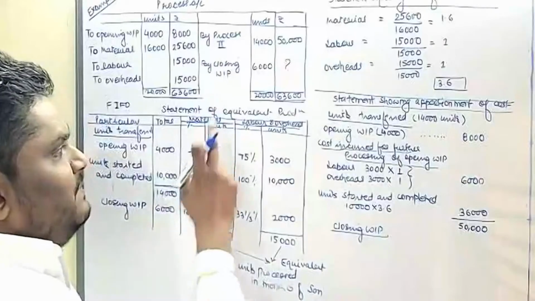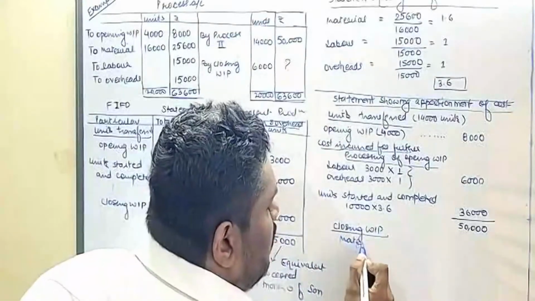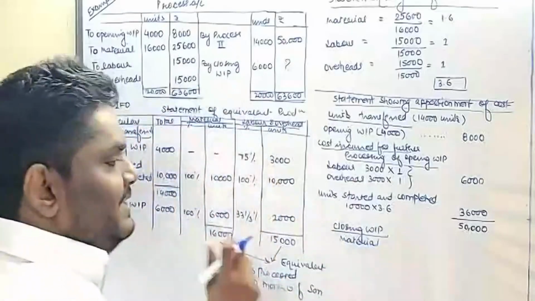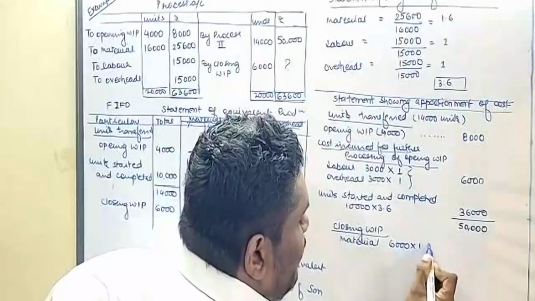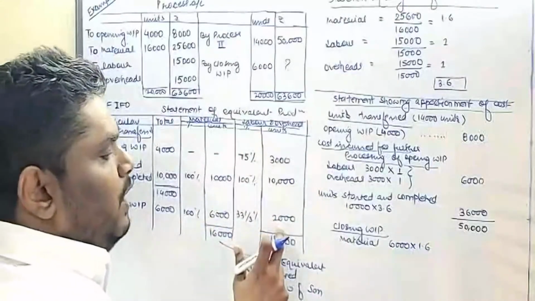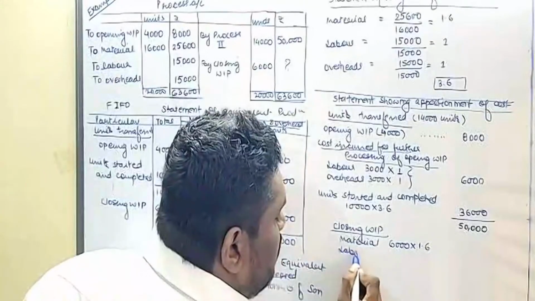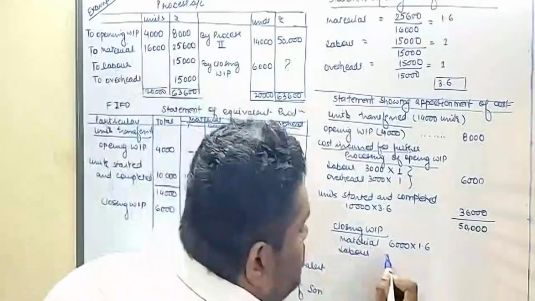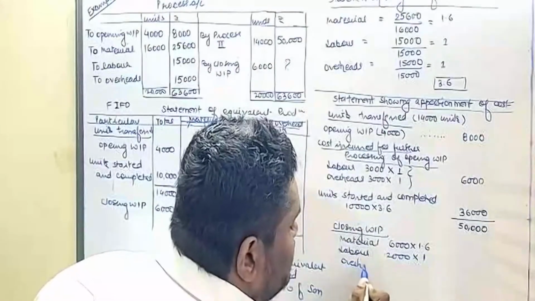Very simple, guys. When talking about material, the equivalent number of units are how much? 6,000 units. Therefore, 6,000 into 1.6. When talking about labor, the equivalent number of units are how much? 2,000. So 2,000 into 1. And overheads also the same.